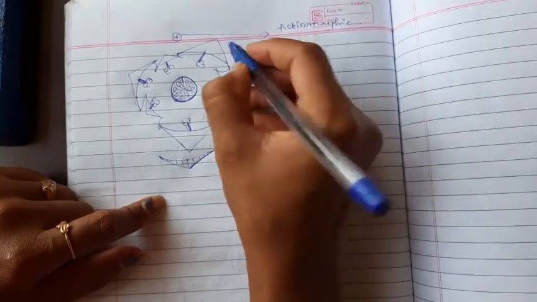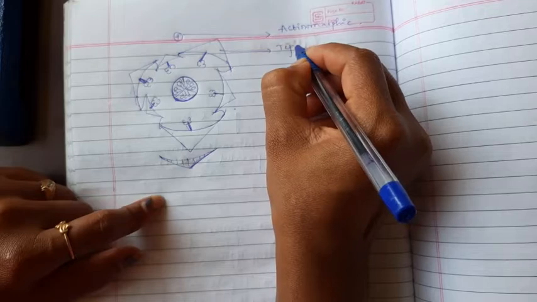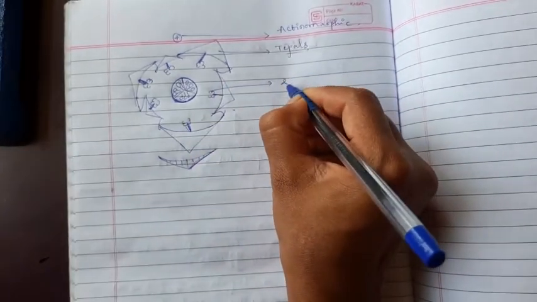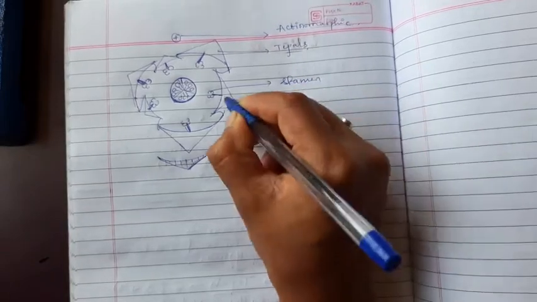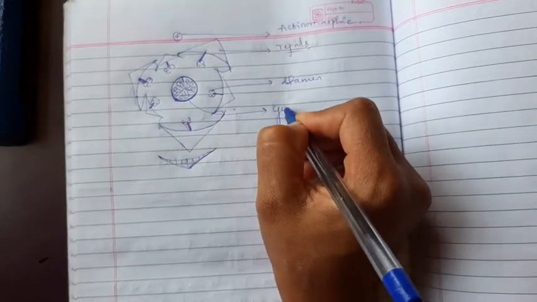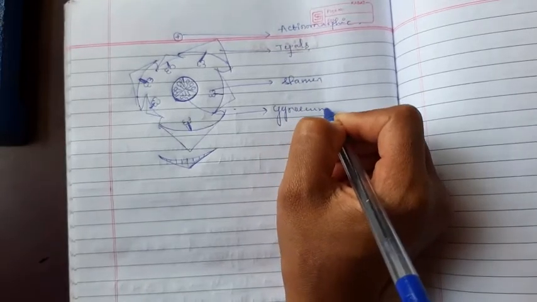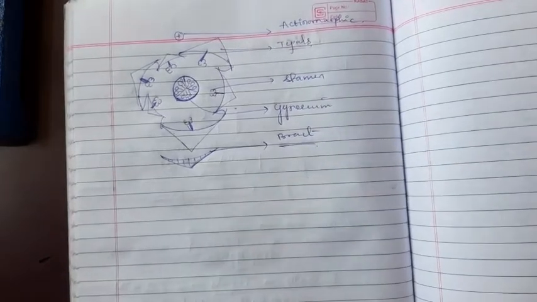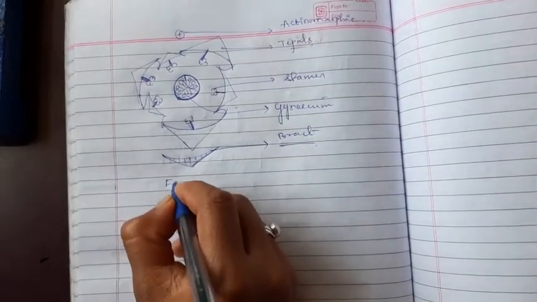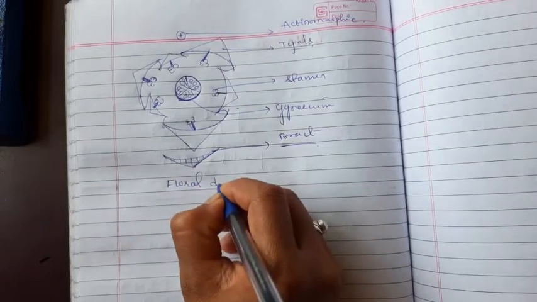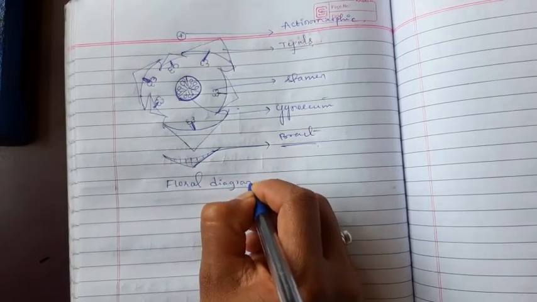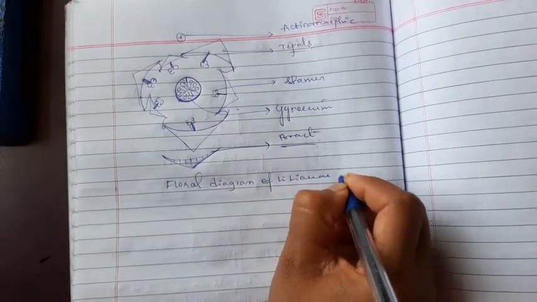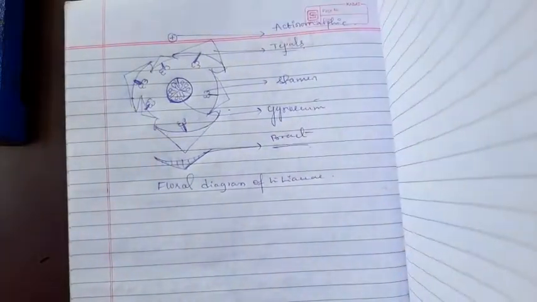actinomorphic, tepals, stamens, gynoecium, bract. Okay, this is the floral diagram of Liliaceae. Floral diagram of Liliaceae family.